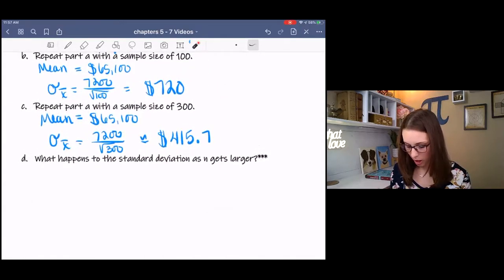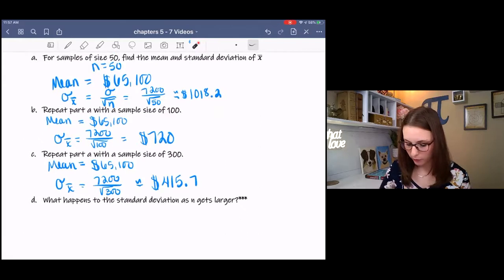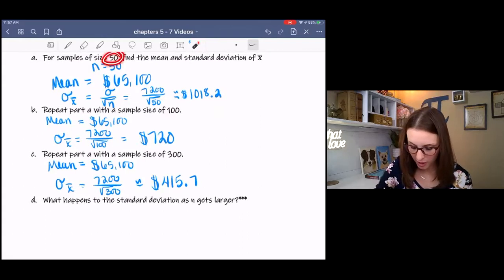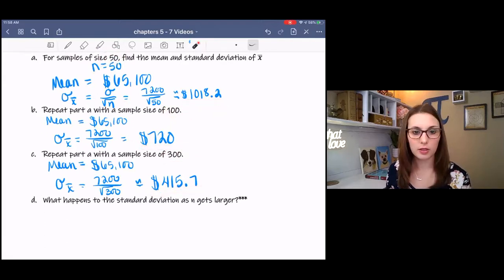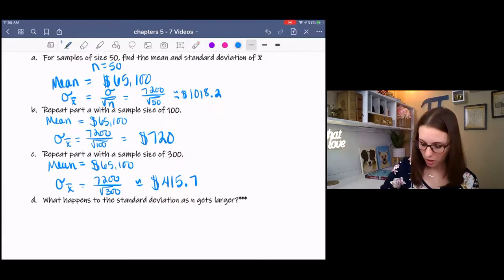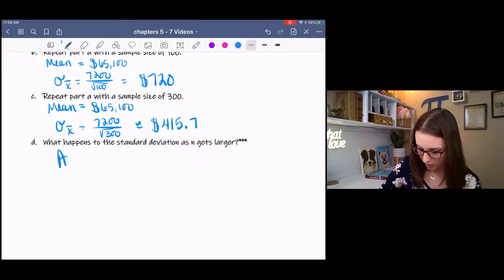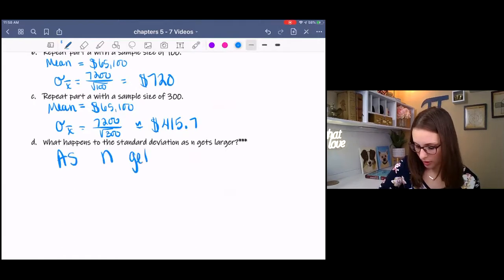On part D, I want to talk about what happens to the standard deviation as the sample size gets larger. So look up here, we went from 50 to 100 to 300. What happens to your standard deviation? It's getting smaller. So as n gets larger, our standard deviation gets smaller.